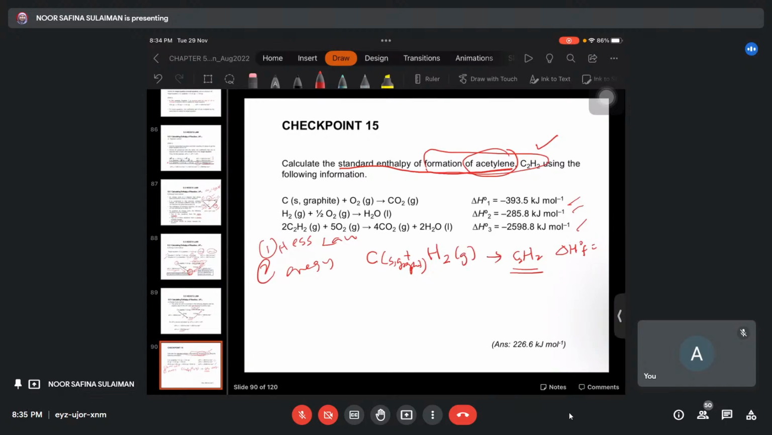And then you must balance the equation, but your product must be in one mole, so here you add 2C. And then you get its delta H naught formation. So this is your target equation. Based on these three equations, 1, 2, 3, you alter these three equations to get the target equation. So let's look at the first one. The first one has C plus O2 forming CO2. So what should we focus on?